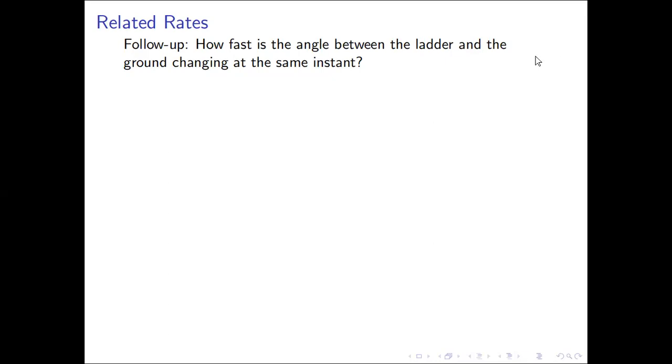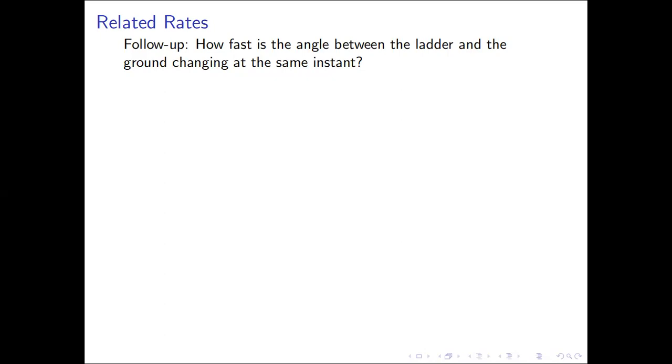Okay. Malinaw naman, ano? So, sige. There's a follow-up question here. Let me perhaps just finish with this one. Okay. How fast is the angle between the ladder and the ground changing at the same instant?